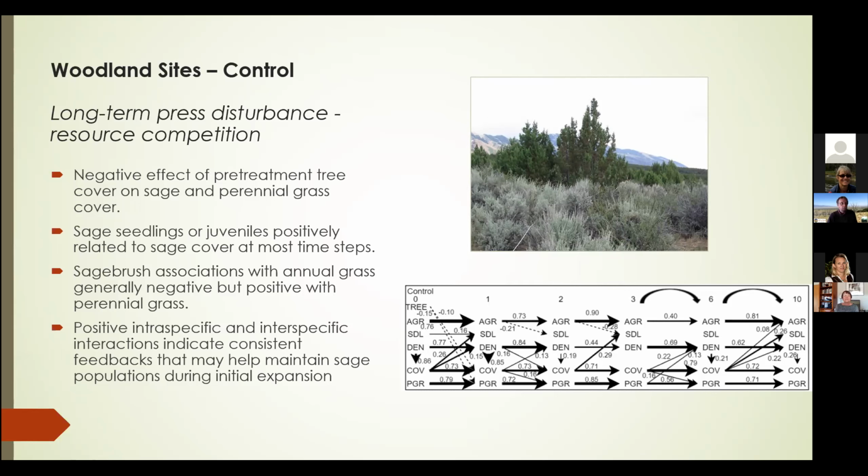In the controls on the woodland sites, what we saw was a long-term press disturbance and ongoing resource competition. And this was indicated by the negative effect of pre-treatment tree cover on both sagebrush and perennial grass cover. And we can see that right here. The sagebrush seedlings or juveniles were positively related to sage cover at most time steps. And so we saw the interactions between the different components of sagebrush with density or seedlings consistently occurring. What this indicated to us was that these positive relationships among the sagebrush components indicated relatively consistent feedbacks that can really help maintain sagebrush populations during the initial phases of expansion.